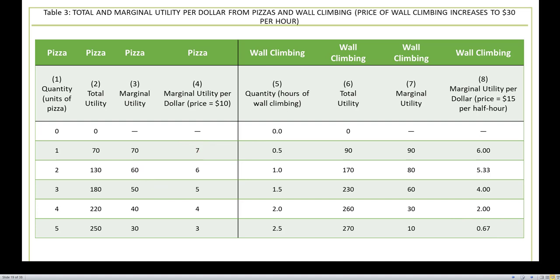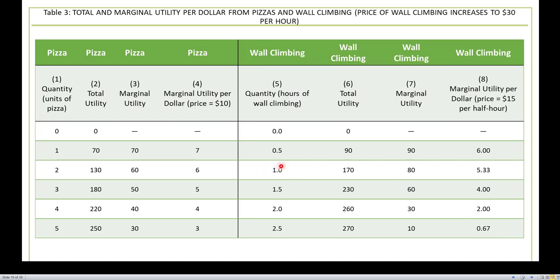Then where would you spend your money? It doesn't matter if it's wall climbing or pizza because the numbers are the same. So let's say you spend your next money here for your second piece of pizza and your next money for wall climbing. So here you get your first unit of wall climbing. So far we've spent $20, $35. So where's your next money going to go? It's going to go to another half hour of wall climbing, so another unit of wall climbing. So here 5.33 is bigger than 5. Therefore, we have successfully found the optimum consumption bundle.